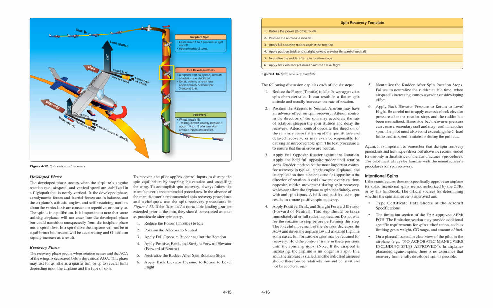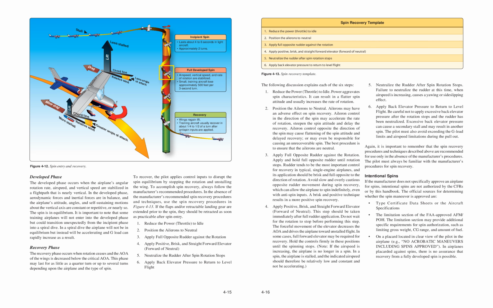Incipient spin. Lasts about 4 to 6 seconds in light aircraft. Approximately 2 turns. Fully developed spin. Airspeed, vertical speed, and rate of rotation are stabilized. Small training aircraft lose approximately 500 feet per 3-second turn. Recovery. Wings regain lift. Training aircraft usually recover in about 1/4 to half of a turn after anti-spin inputs are applied. Figure 4.12. Spin entry and recovery.